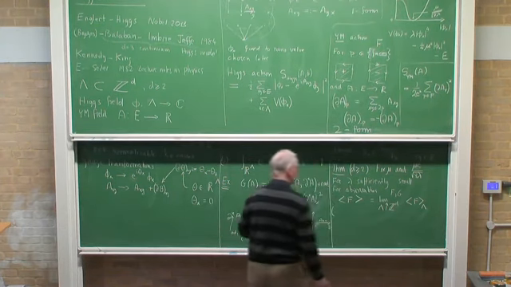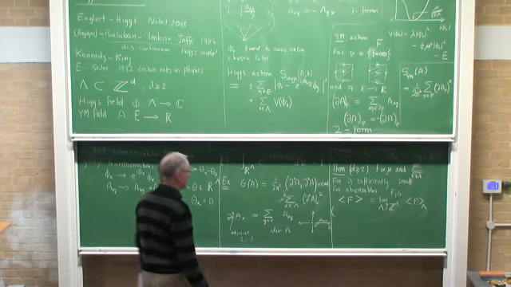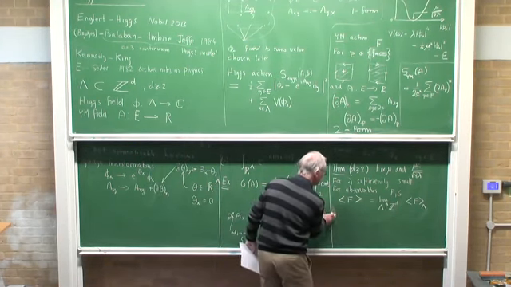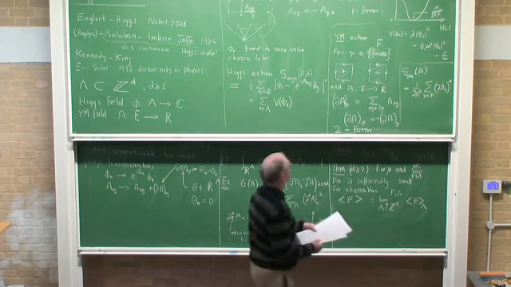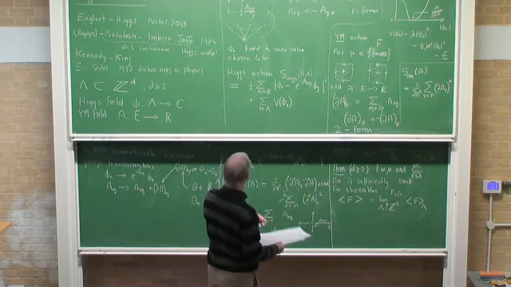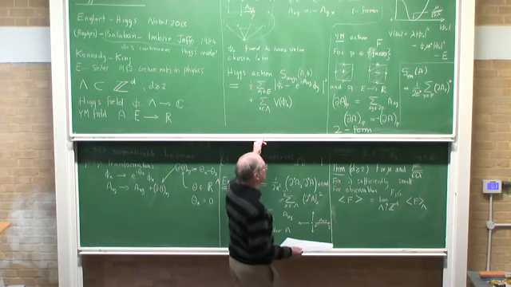I'll just squeeze it in right here, or I'll write it at the bottom. So this is the expectation which is associated with this action, which is the sum of the three terms.